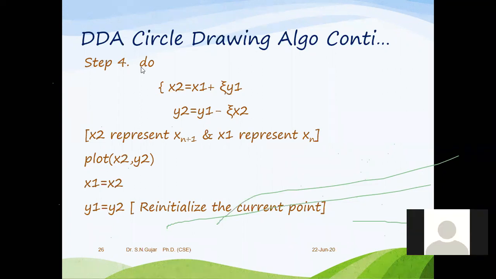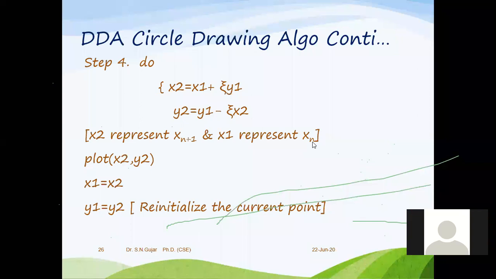Now come to step 4: do, opening curly bracket, x2 is equal to x1 plus epsilon y1. In the DDA line I have written a for loop, here I have written a do while loop. So here you have to start with this x2. X2 is for the next x value, and epsilon y1 is the increment with x. So x2 is equal to x1 plus epsilon y1, and y2 is equal to y1 minus epsilon x2. This is my x increment, and this x2 value over here is your y increment. So x2 represents xn plus 1 and x1 represents xn.